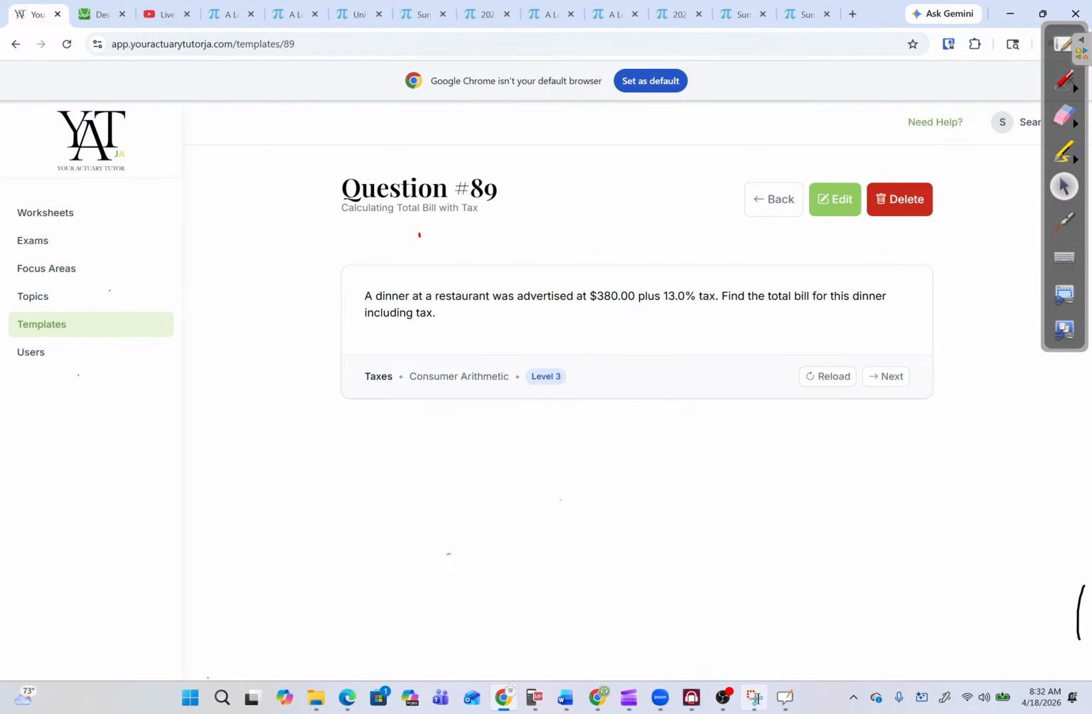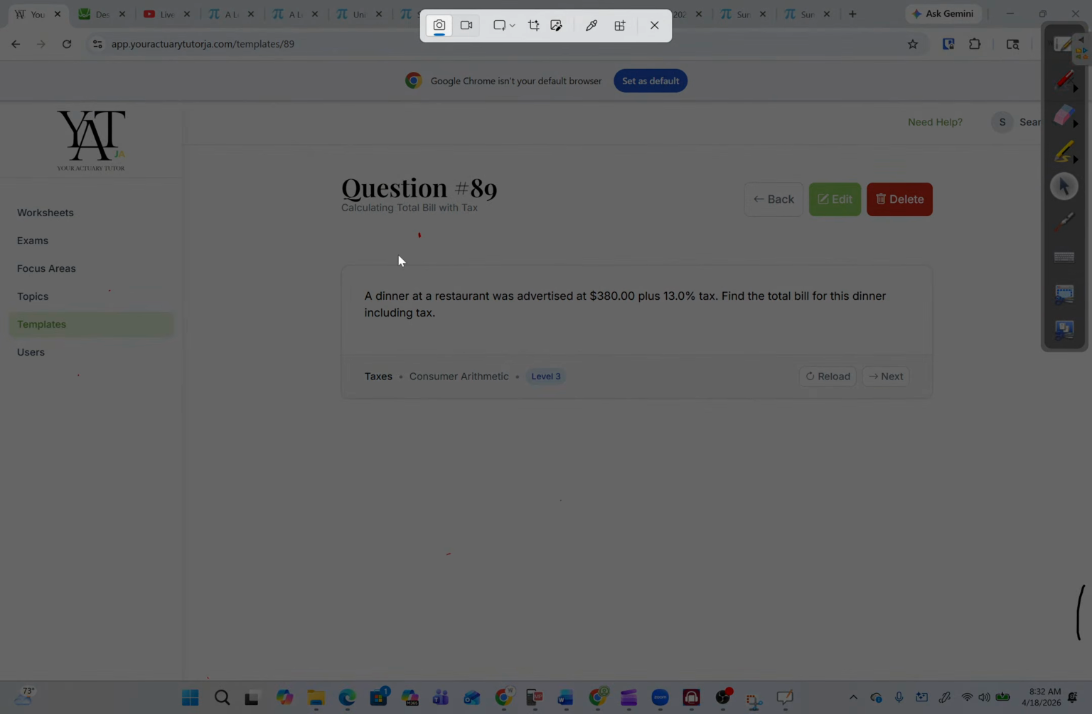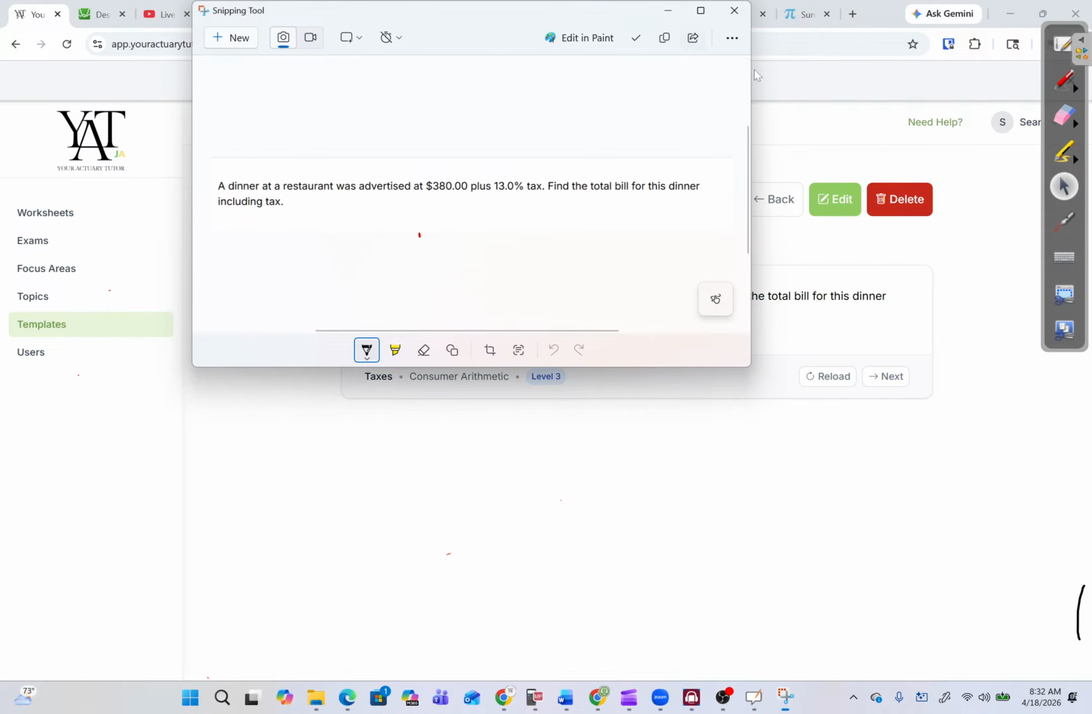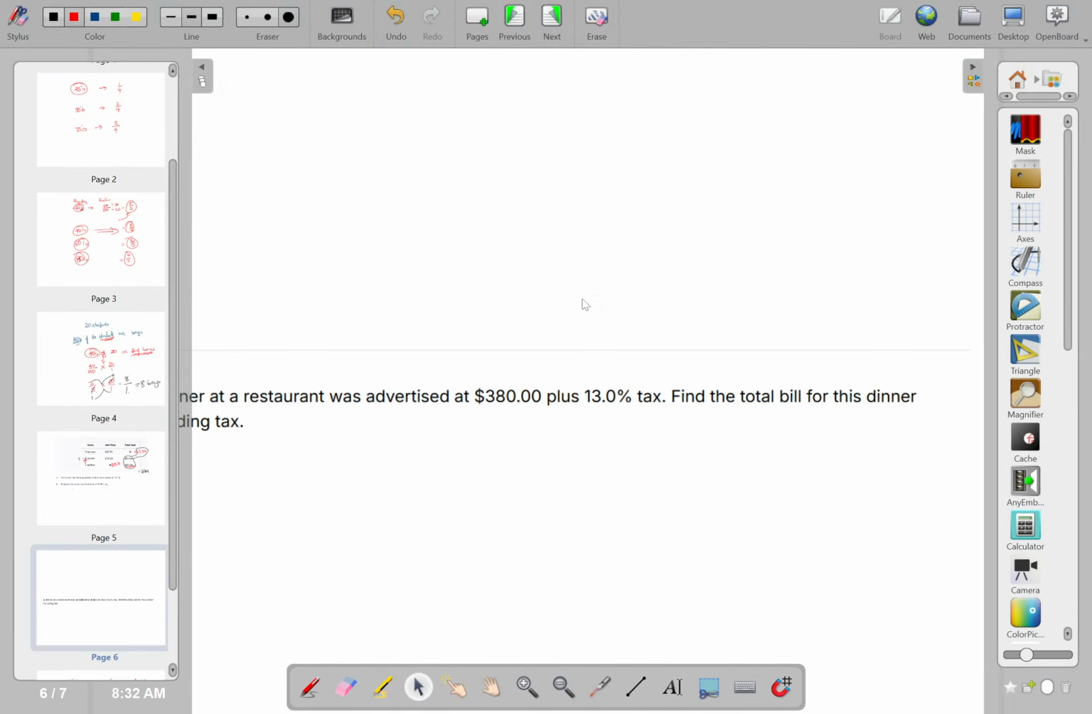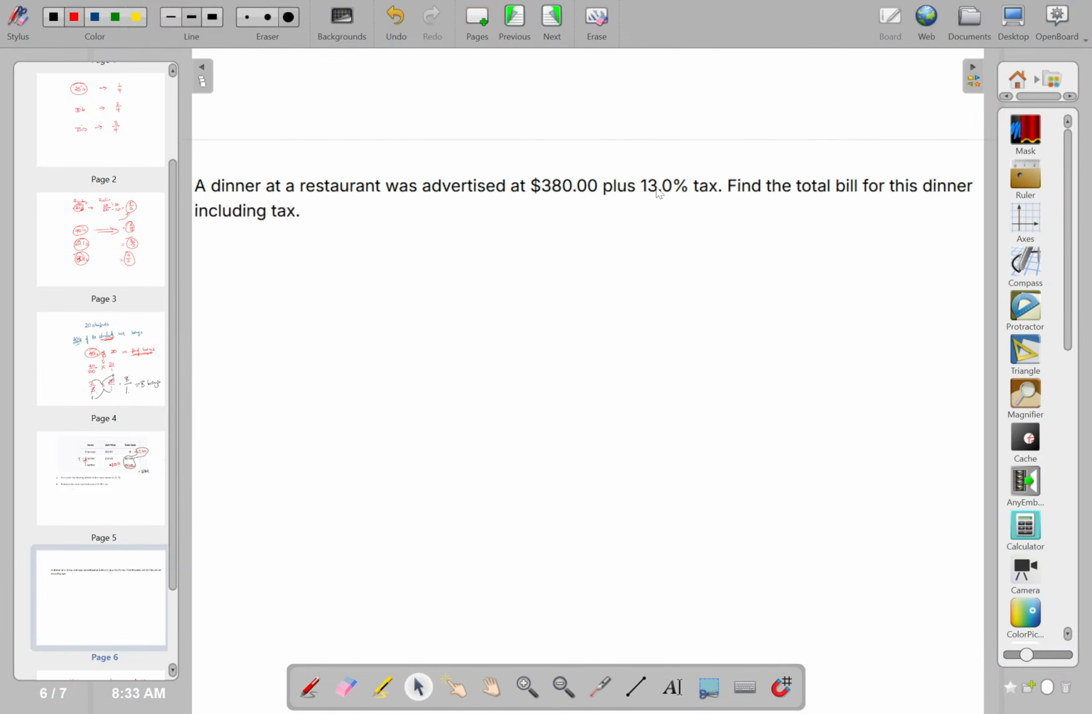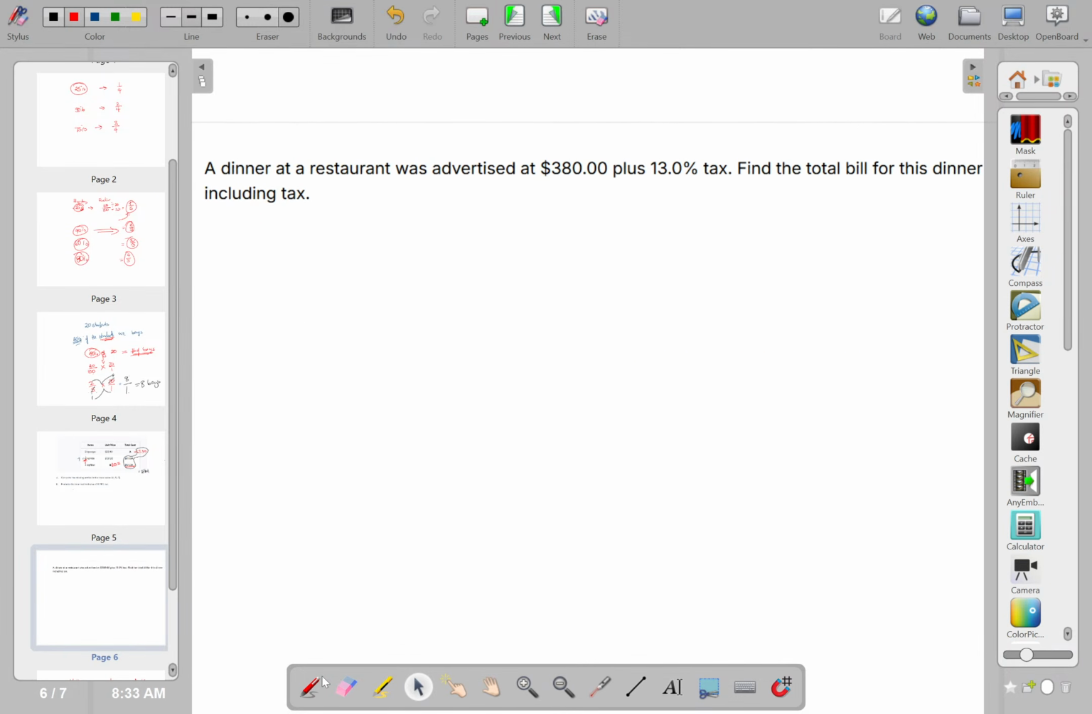Finding the total of the bill including tax. All right, there we go. Let's do that quickly. Ready, set, go. Let's see if we can find out how much my dinner bill is after I have completed eating, and then they're going to add tax to it. So I'm going to set this one for you guys.